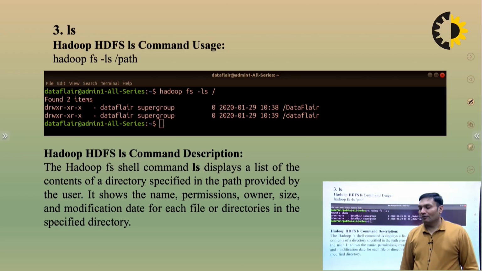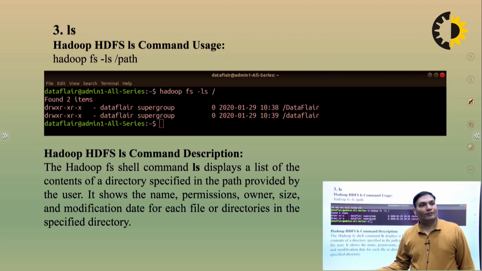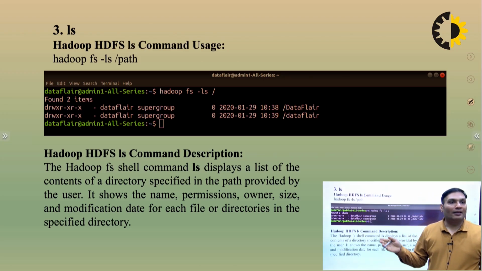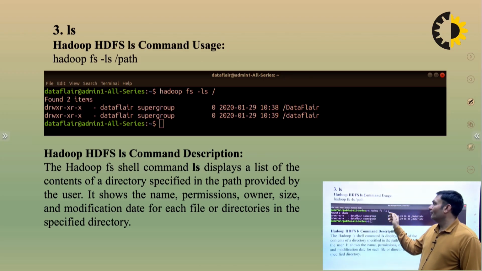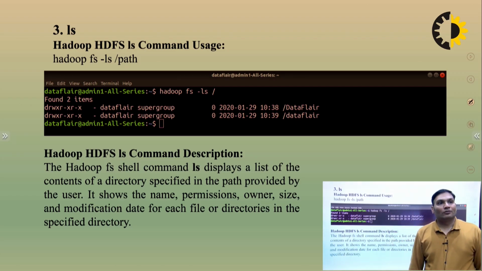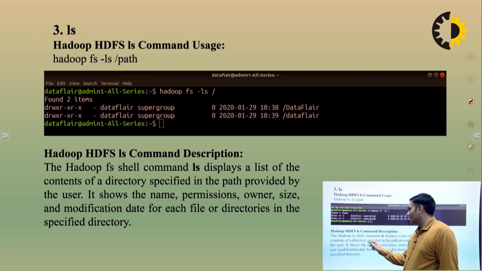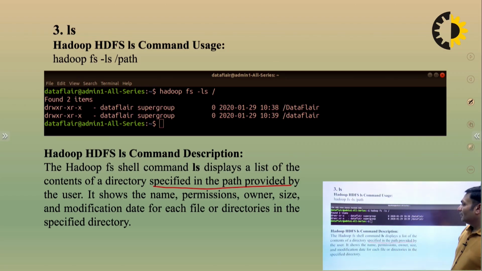The ls command, as I already told you, is used to see the listing of a directory. So we write hadoop fs -ls. It will display the list of the contents of the directory specified in the path provided by the user.